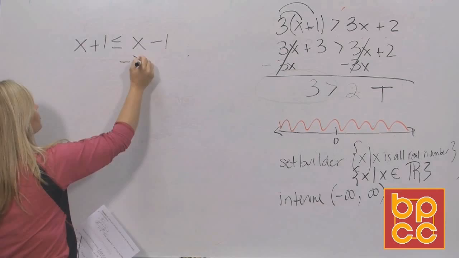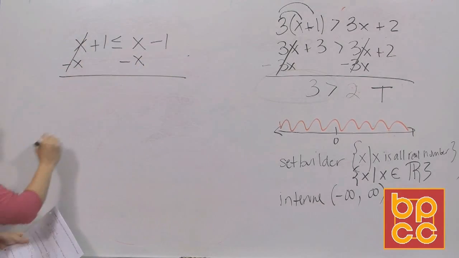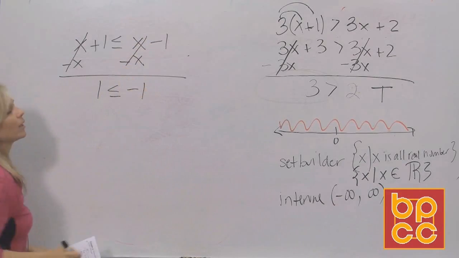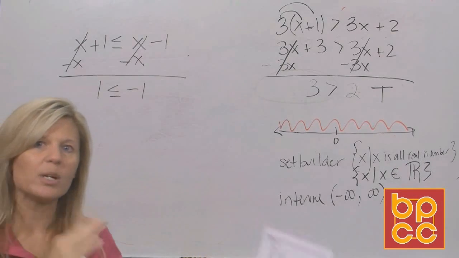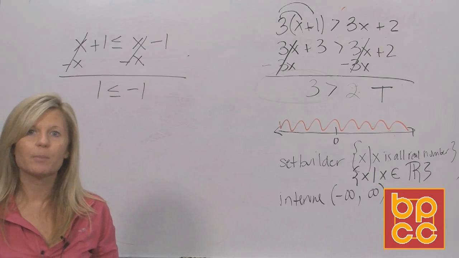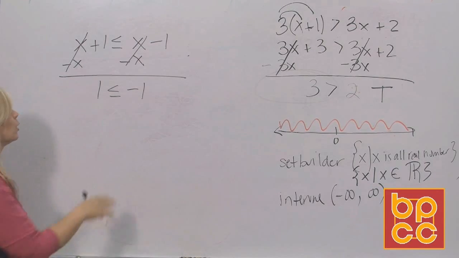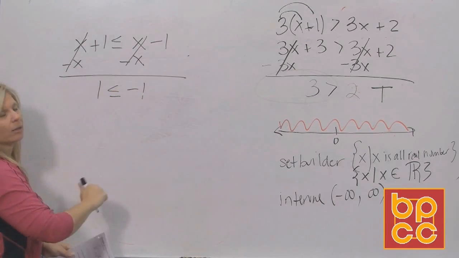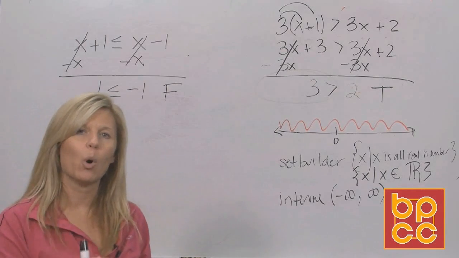We move our variables to the left. But when we move our variable to the left, x minus x cancels, that leaves 1. X minus x cancels, that leaves -1. So again, sometimes when you solve an inequality, just like we did with equations, you're going to lose your variable. If you lose your variable, your statement's either going to be true or false. Which one is this? Is 1 less than or equal to -1? Well, that's obviously false. So think back to Module 1B.